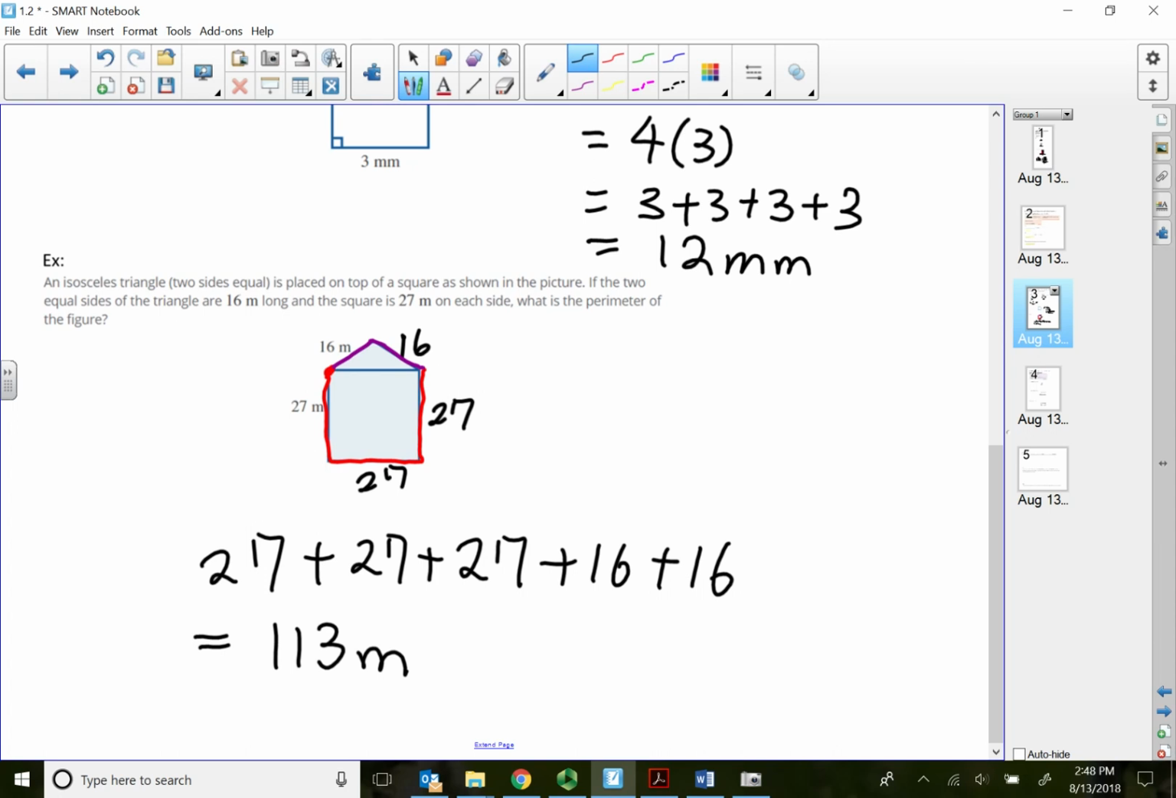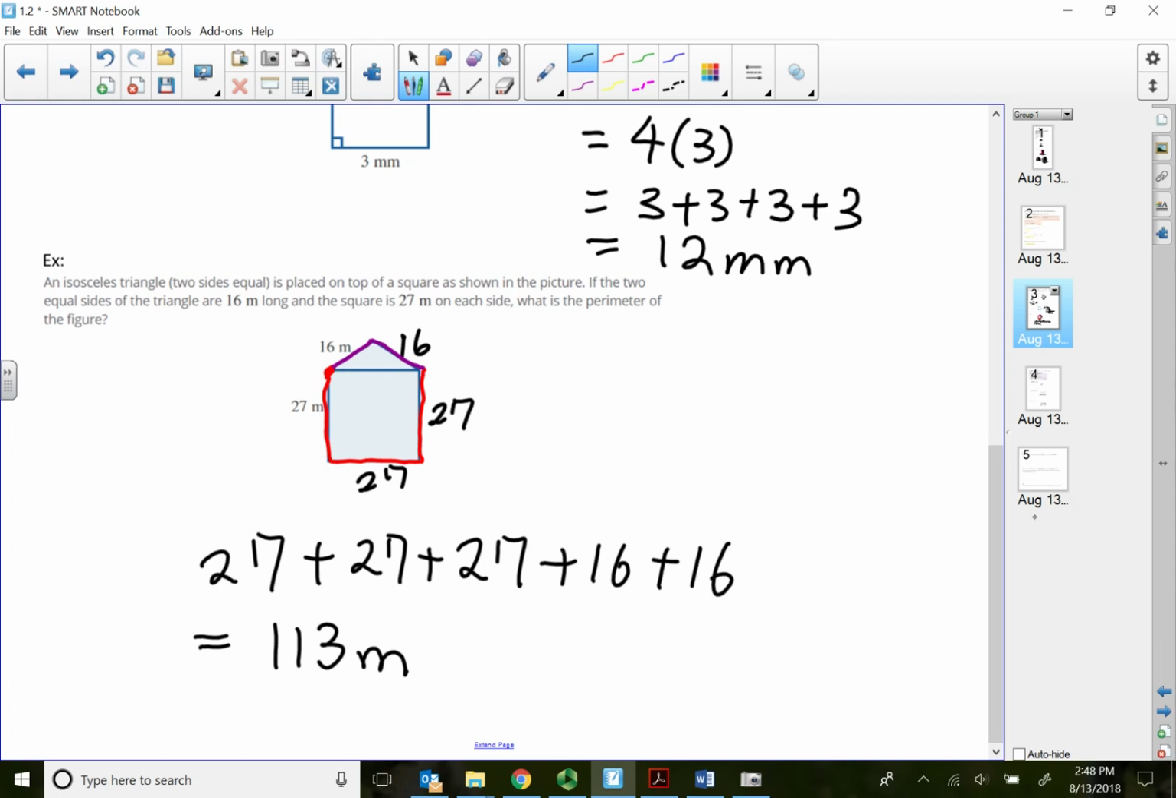All right, be careful. A lot of students try to add up all four sides of the square. You cannot do that because this side right here is actually not on the outside, it's on the inside. So to find the perimeter of the entire figure, we just travel the distance on the outside.